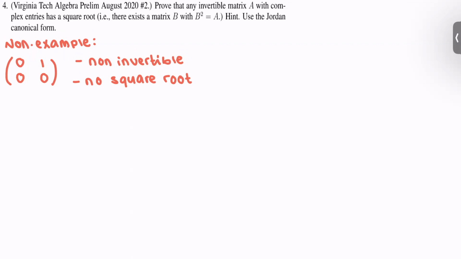Before we do the proof of this, I want to show a quick example that demonstrates that this invertibility condition really is necessary. So here we have this 2 by 2 matrix. We can see it's not invertible just by taking the determinant, so we get 0. And to see that it doesn't have a square root, let's suppose for contradiction that it did. So let's say A squares to [0, 1; 0, 0].